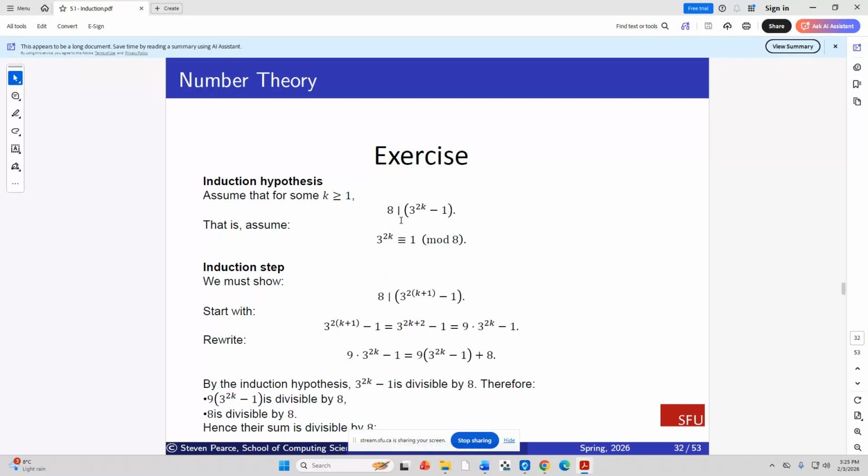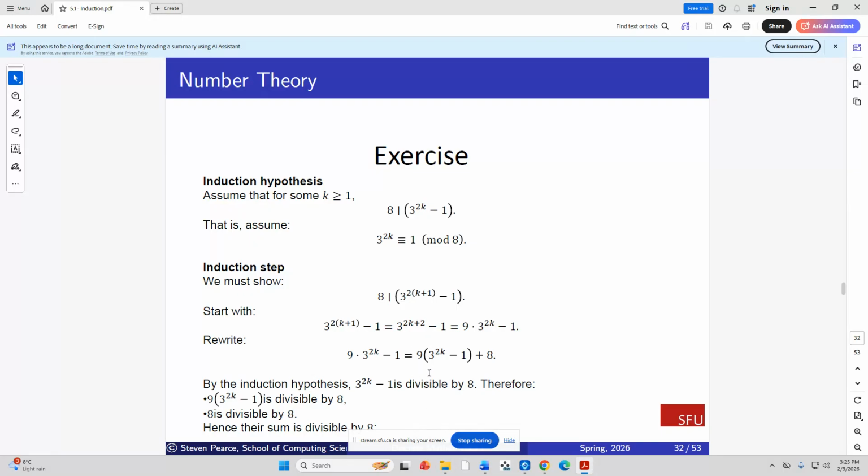Inductive hypothesis. We assume this is true. There it is. We assume these both are true. The inductive step is we want to put a k plus 1 up there for the k. And we start with this and simplify, and we get this right-hand term. So 9 times 3^(2k) minus 1 equals, okay, the right-hand side.